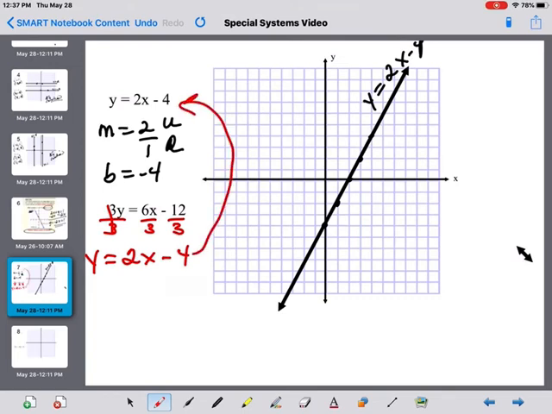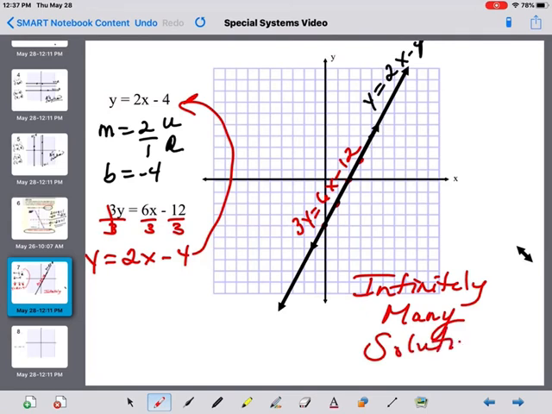So if you notice, even though it didn't look the same initially, it winds up being the same exact line. So again, I'm going to have the same exact points. I'm going to have the same exact line. And we can label that 3y equals 6x minus 12. So there is an example where we would have infinitely many solutions.